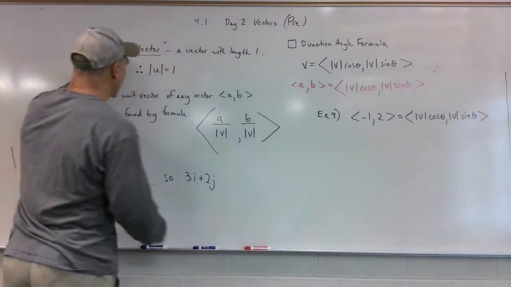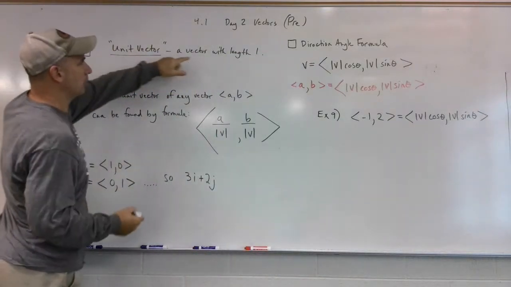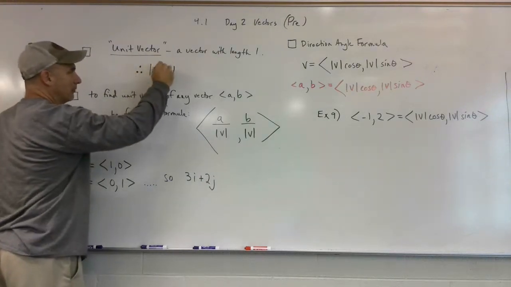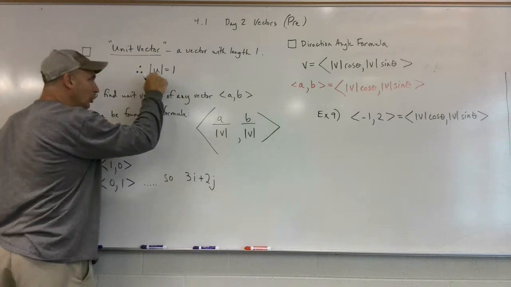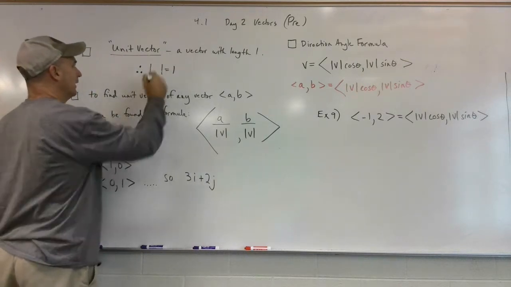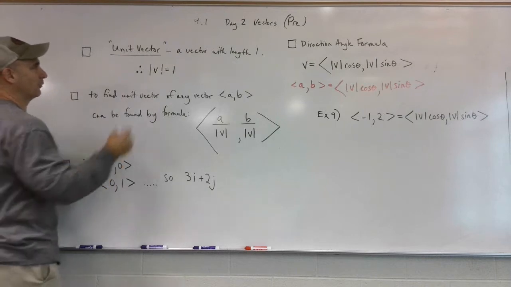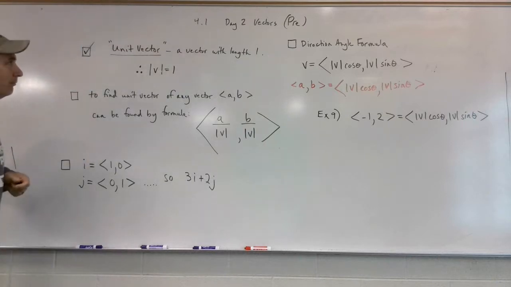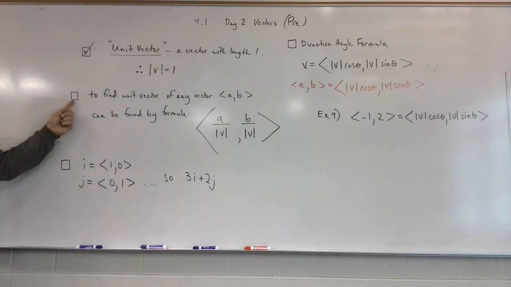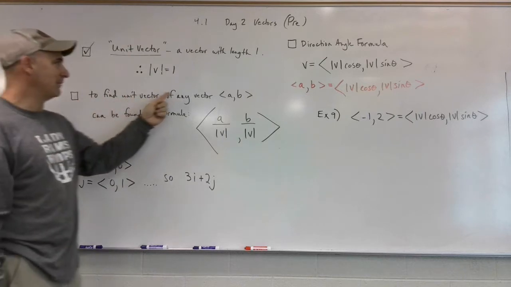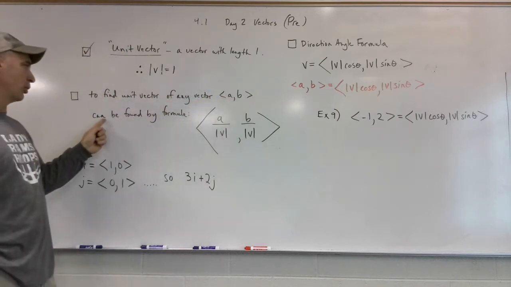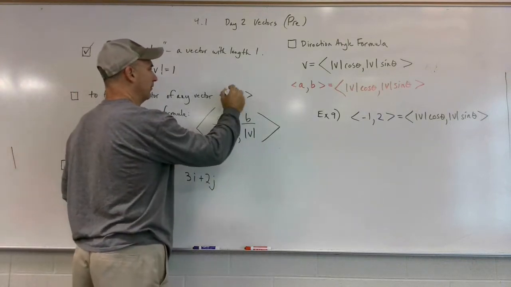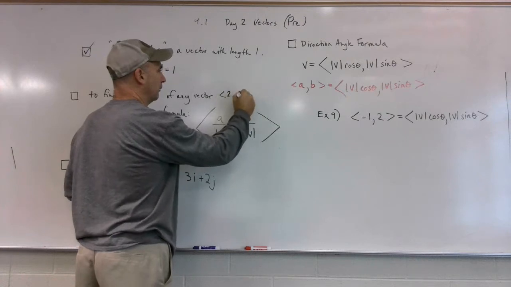So a unit vector is any vector with length 1. Therefore, the magnitude, that's what this absolute value stuff looks like, of any unit vector, I could put a V in there to stand for vector, is 1. All right, don't want to keep hitting that dead horse. So next, a unit vector of any vector AB can be found by just using this formula. Now, let's go ahead and put in a sample problem like 2, 3, okay?